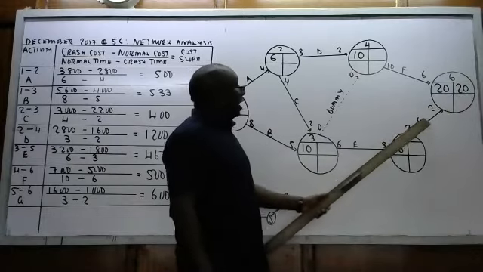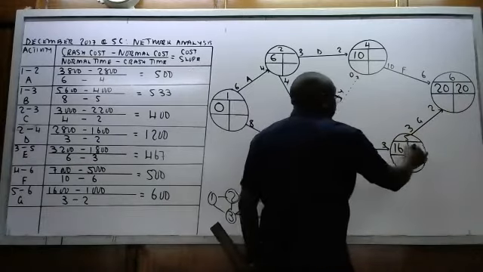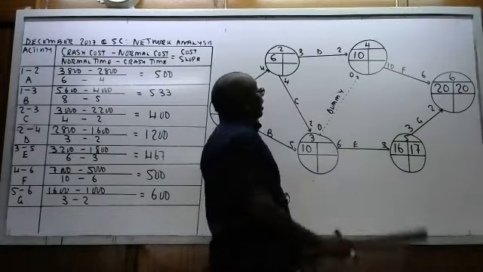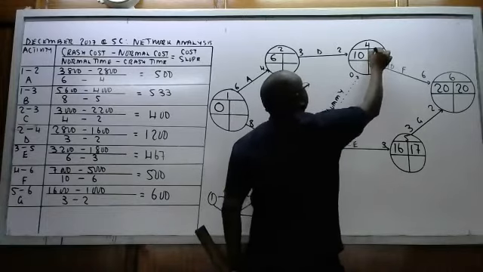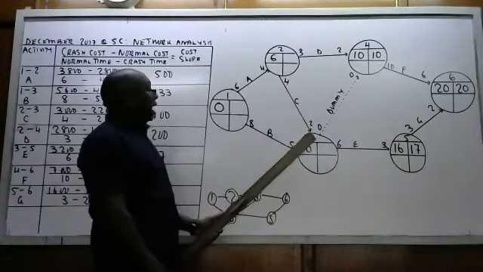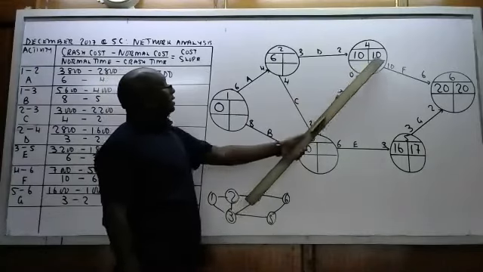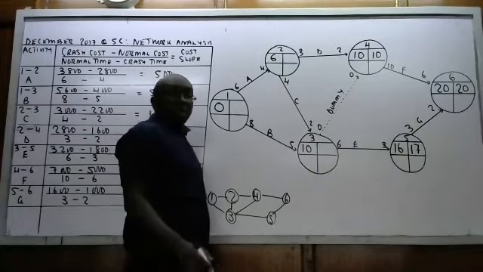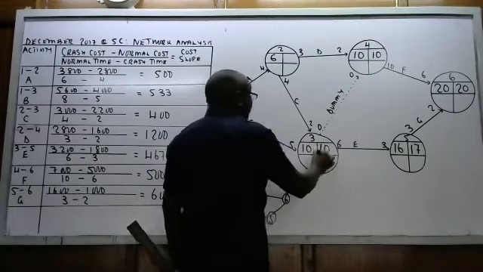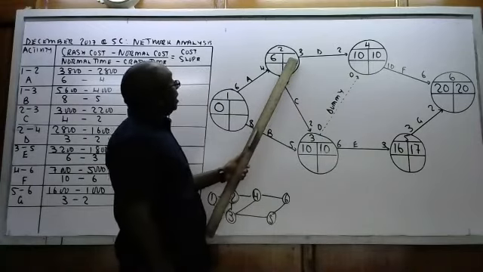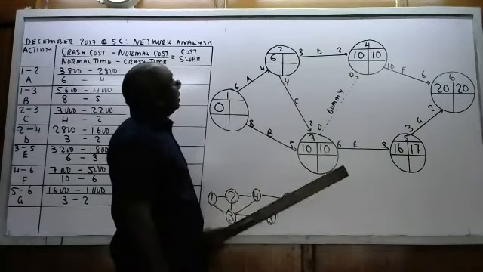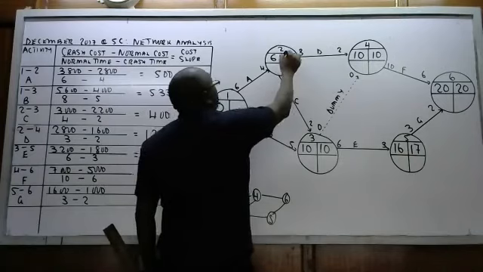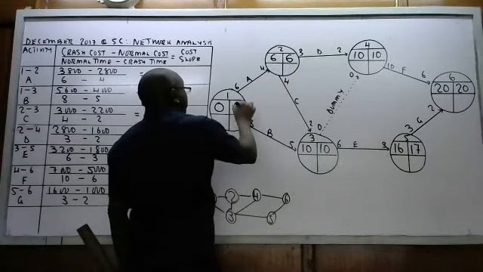So 20 minus 3, that is 17. 20 minus 10, that is 10. Then when we come back here, this is 10 minus 0, 10. 17 minus 3, 14. We always go for the smaller, so this is 10. When we come back here, it is 10 minus 4, 6. And this is 10 minus 3, 7. So we go for the smaller, which is 6. And this is 0.